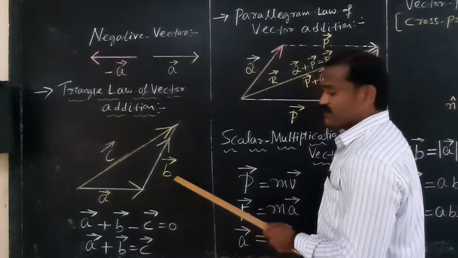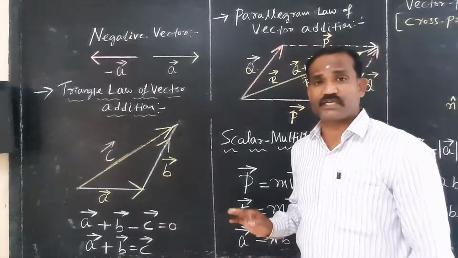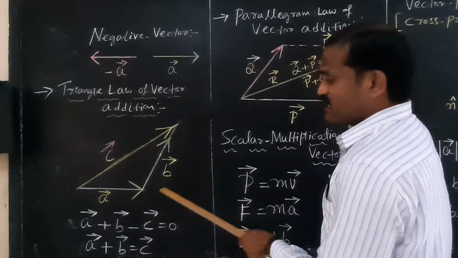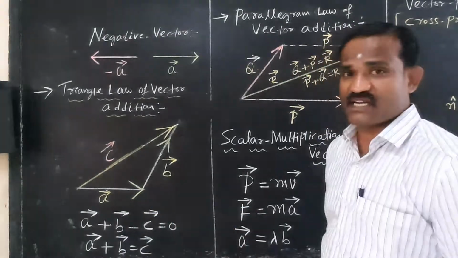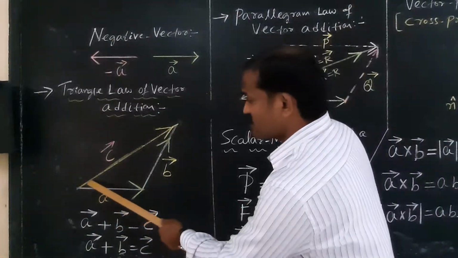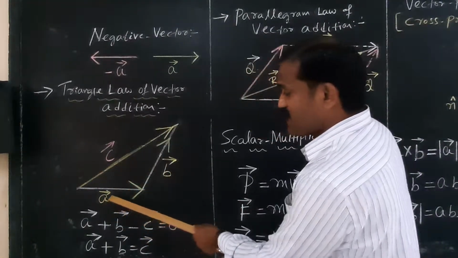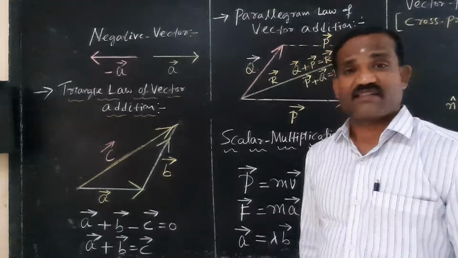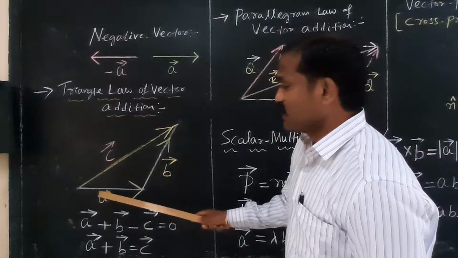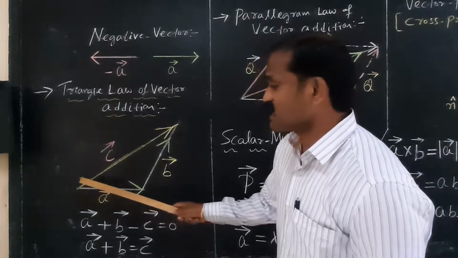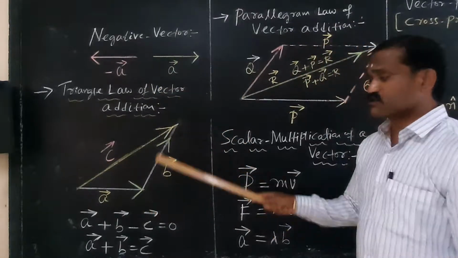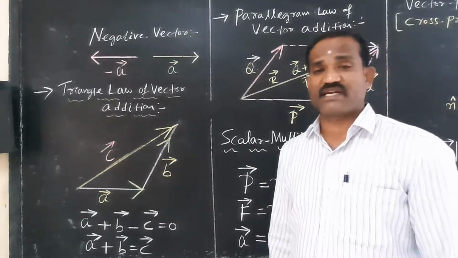These vector A and vector B, which represent both magnitude and direction, are taken in the anti-clockwise direction along the two adjacent sides of a triangle. Whereas the resultant vector, the effect of A and B, is given by vector C. The effect of vector A and vector B is given by vector C, which is taken along the closing side of the triangle, in the clockwise direction. This is what is called the triangle law of vector addition.